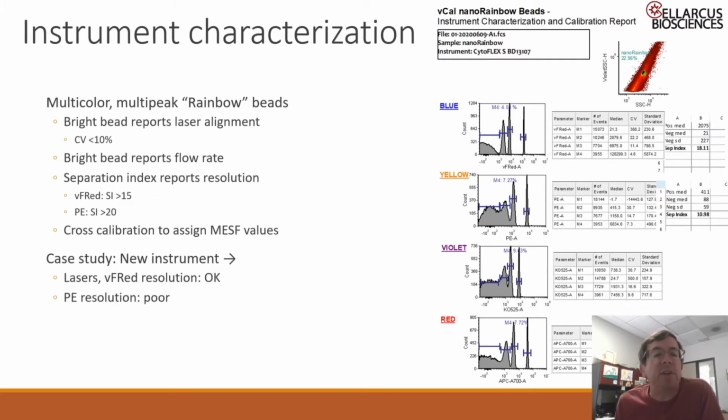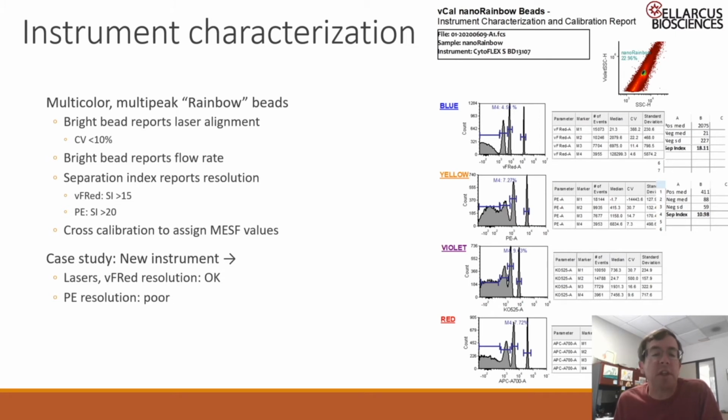And what we can have here is just a little case study of one new instrument that a collaborator received. When we ran the beads, we noticed that the alignment all looked pretty good. The separation on our membrane stain VF red channel was fine, but the performance on some of the other immunofluorescence channels on the other lasers was not up to snuff. And this let us flag this issue right away before we spent a bunch of time trying to measure vesicles.